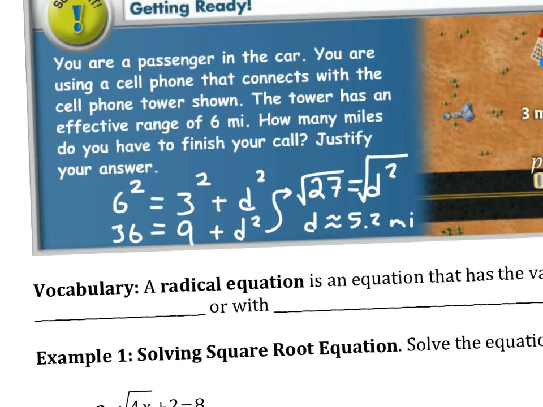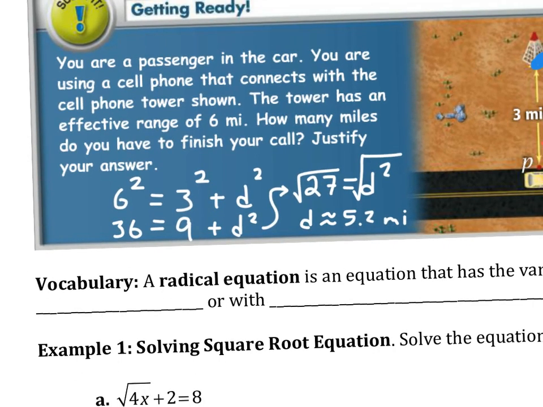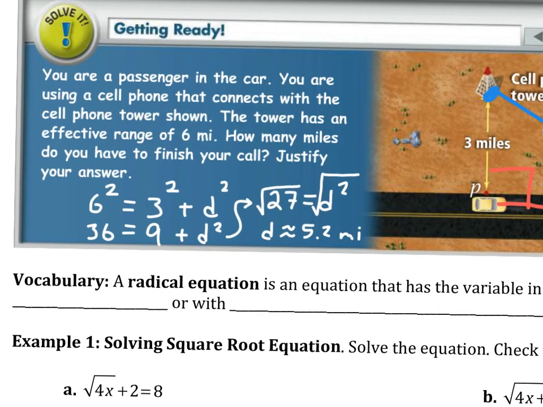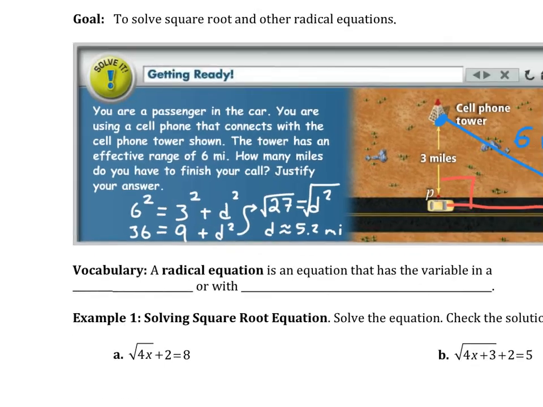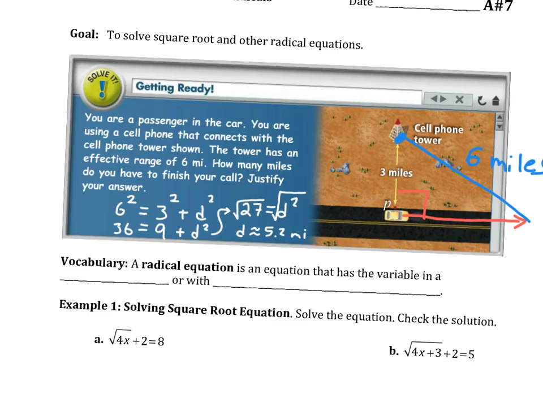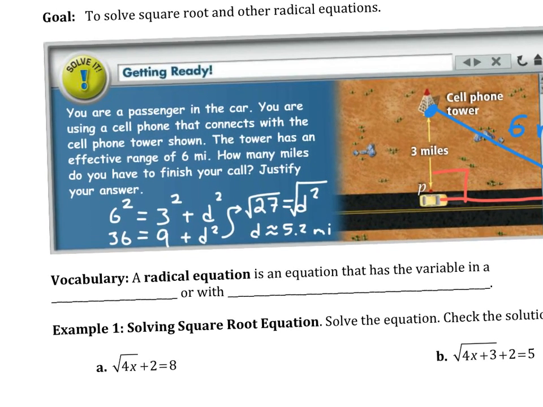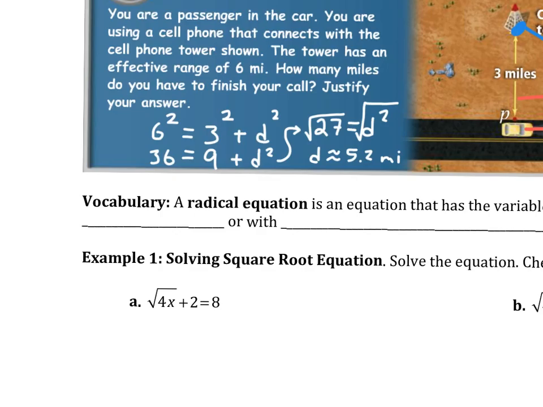Now, if you're traveling 60 miles an hour, that's 1 minute a mile. So that's less than 5 minutes to finish the call. But this highway looks pretty desolate, so my guess is someone's traveling much closer to 100. So what we're going to be doing is looking at problems like this, but instead of dealing with squares necessarily, we're going to be dealing with square roots and undoing those.